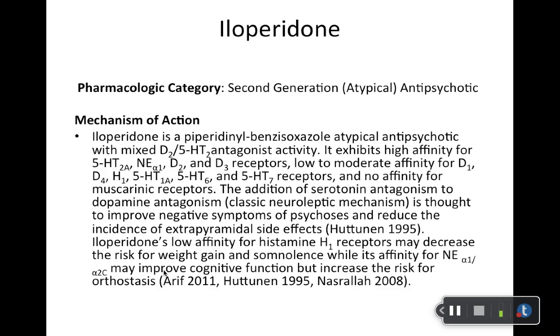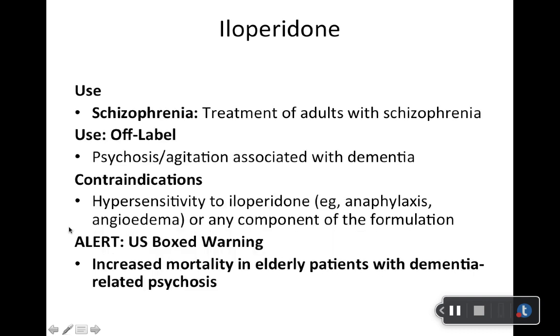Haloperidone, second generation, atypical antipsychotic, again involving serotonin and dopamine. Can be used for schizophrenia. Contraindications, not too bad, just the hypersensitivity there. And the box warning is the same.